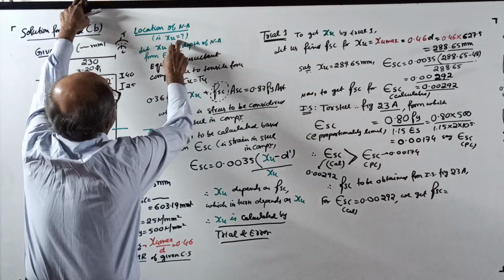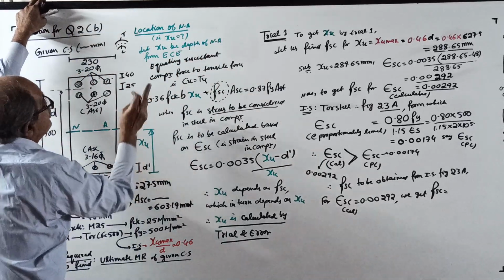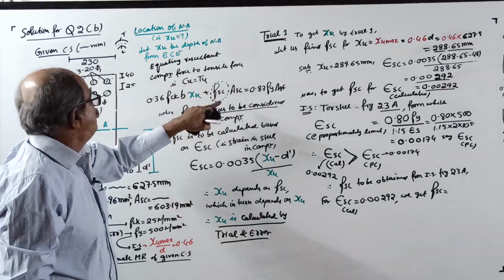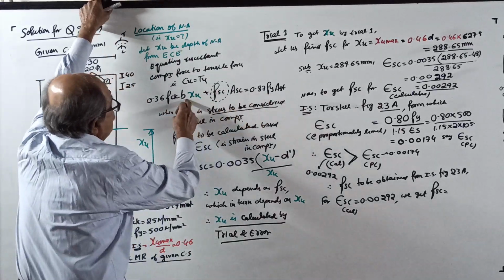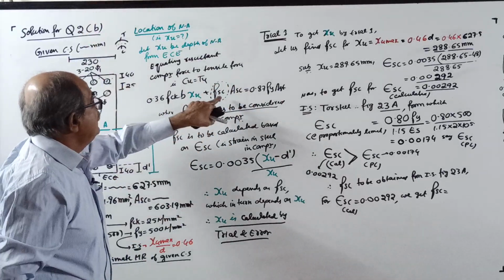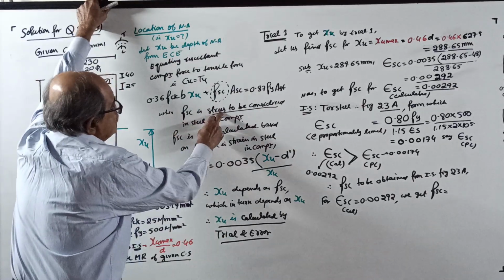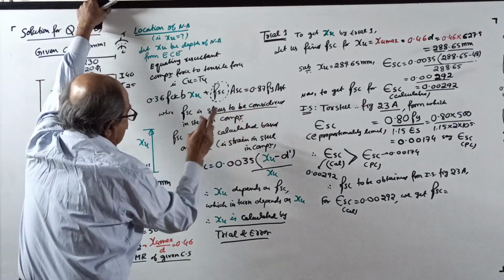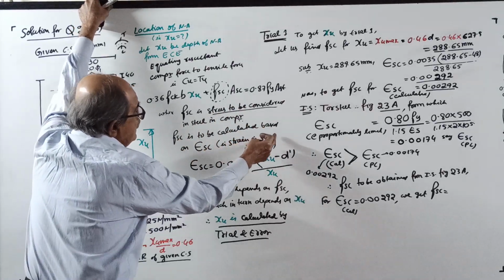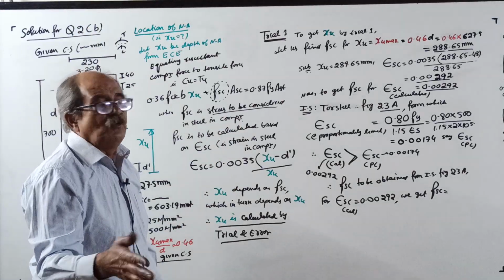Location of neutral axis, XU. Let XU be depth of neutral axis from extreme compression edge. Same statement. Equating resultant compression force, tension force. Write the equation for neutral axis. This already I told. FSC dotted because troublemaker. See, this FSC is the troublemaker. Where FSC is stress to be considered in steel in compression. FSC is to be calculated based on epsilon SC, strain in steel in compression, formula for epsilon SC. This is told at least 7-8 times so far.